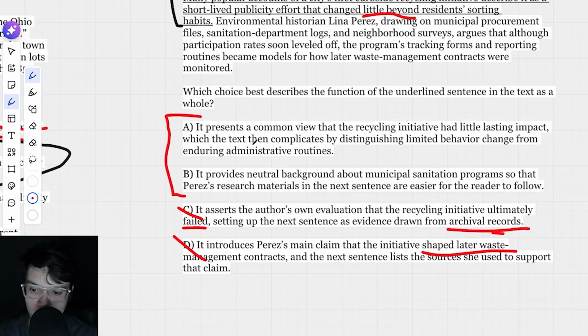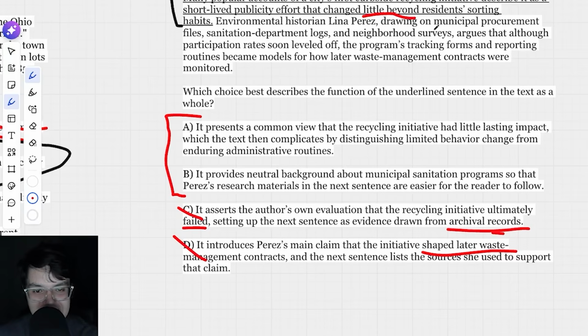And we're trying to see now, where is some small detail with one of these that makes it not supported? A: it presents a common view that the recycling initiative had little lasting impact. Okay, so that seems exactly supported. Not a complete failure, but just little lasting impact. Which the text then complicates by distinguishing limited behavior change. So yeah, limited behavior change, they say something like that. If they're saying here that the overall thing was like a model, but just the short-term behavior change maybe wasn't that much. And then from enduring administrative routines. Okay, yeah, so that's what she's saying here, how it had broader effects and became like a model for other things.